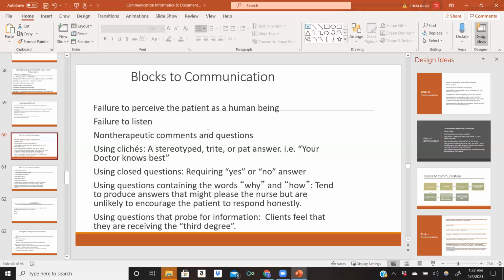You also want to avoid using questions that probe for information. Clients feel like sometimes you're giving them the third degree, or you're digging deeper than you should for the relationship that you have, which is that patient-nurse relationship.